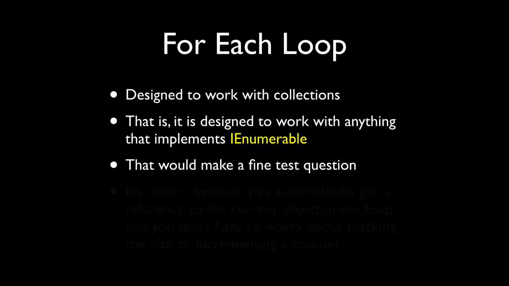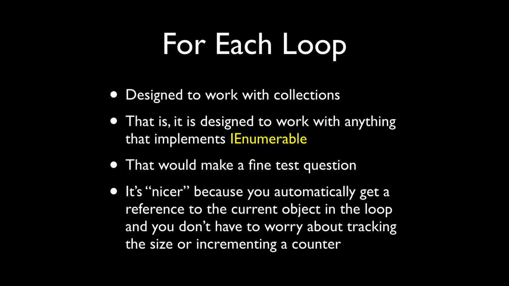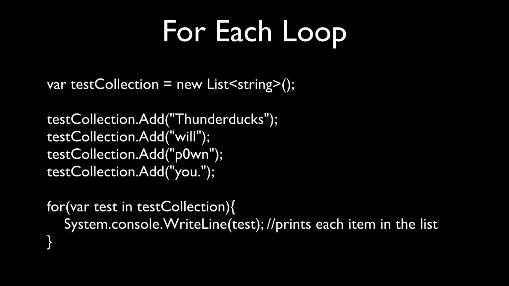So what's nicer about this is that you automatically get a reference to the current object in the loop, so you don't have to worry about the index, you don't have to worry about square brackets, you don't have to worry about incrementing counters. It's a much easier thing to use. Let me show you an example, and it's a full example so that we have everything in there. We're going to work with a collection. In this case, I've called it testCollection, and it's going to be a list of strings.